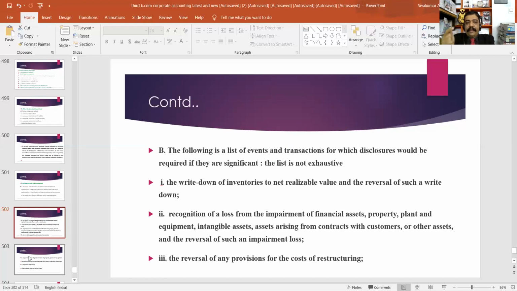Then second, recognition of a loss from the impairment of financial assets, property, plant and equipment, intangible assets, assets arising from contracts with customers, or other assets, and the reversal of such impairment loss. You have to disclose these in the interim financial report. Then the reversal of any provision for the cost of restructuring.